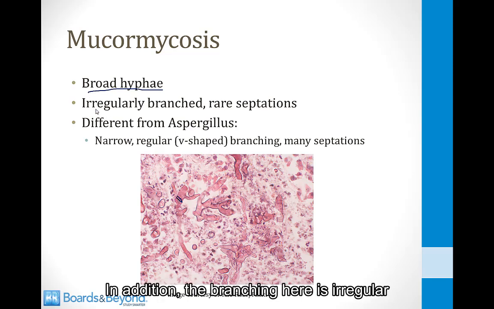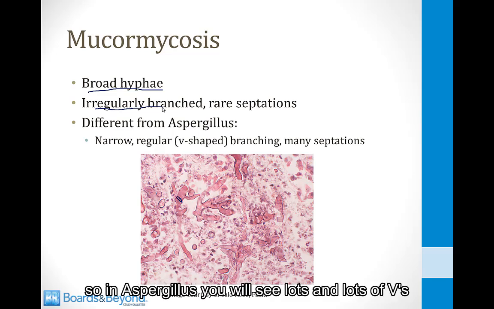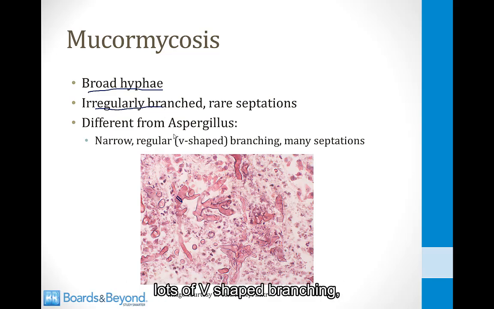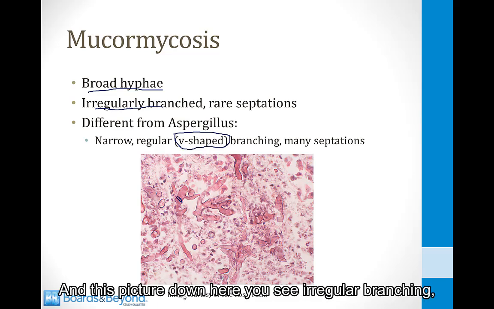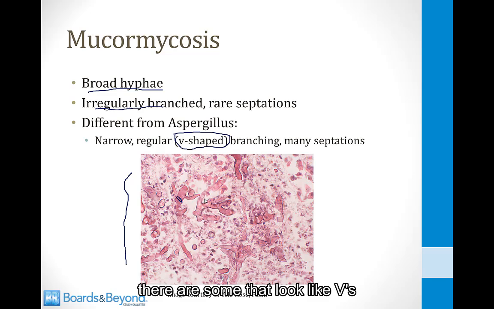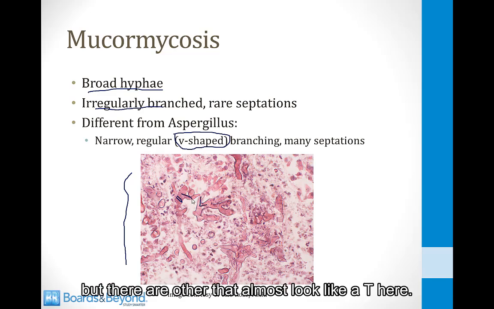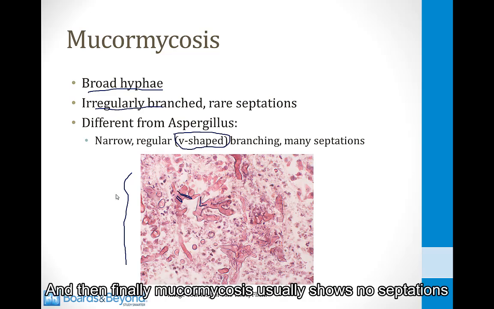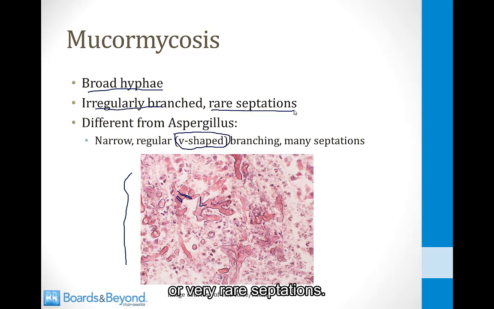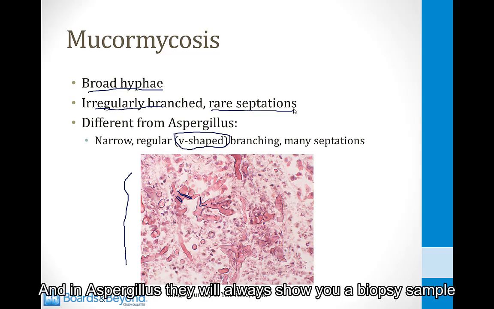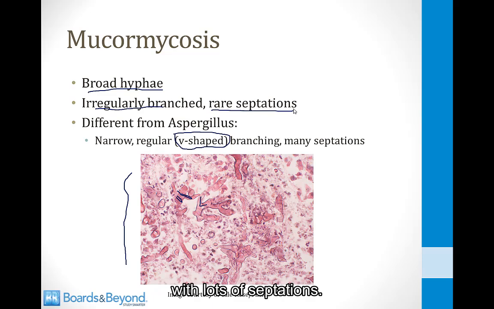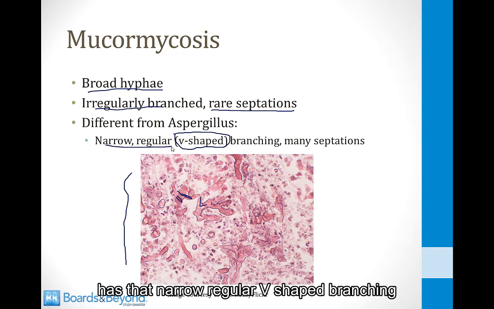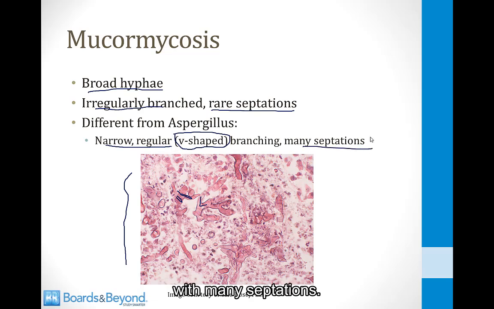In addition, the branching here is irregular, so in Aspergillus you will see lots and lots of V-shaped branching. I wrote that on the screen for you here. In this picture down here you see irregular branching. There are some that look like V's, but there are others that almost look like a T here. It's very irregular. And then finally, mucormycosis usually shows no septations or very rare septations. And in Aspergillus, they will always show you a biopsy sample with lots of septations. So just remember that Aspergillus has that narrow, regular V-shaped branching with many septations. Mucormycosis is different: broad hyphae, irregular branching, and usually no septation seen.